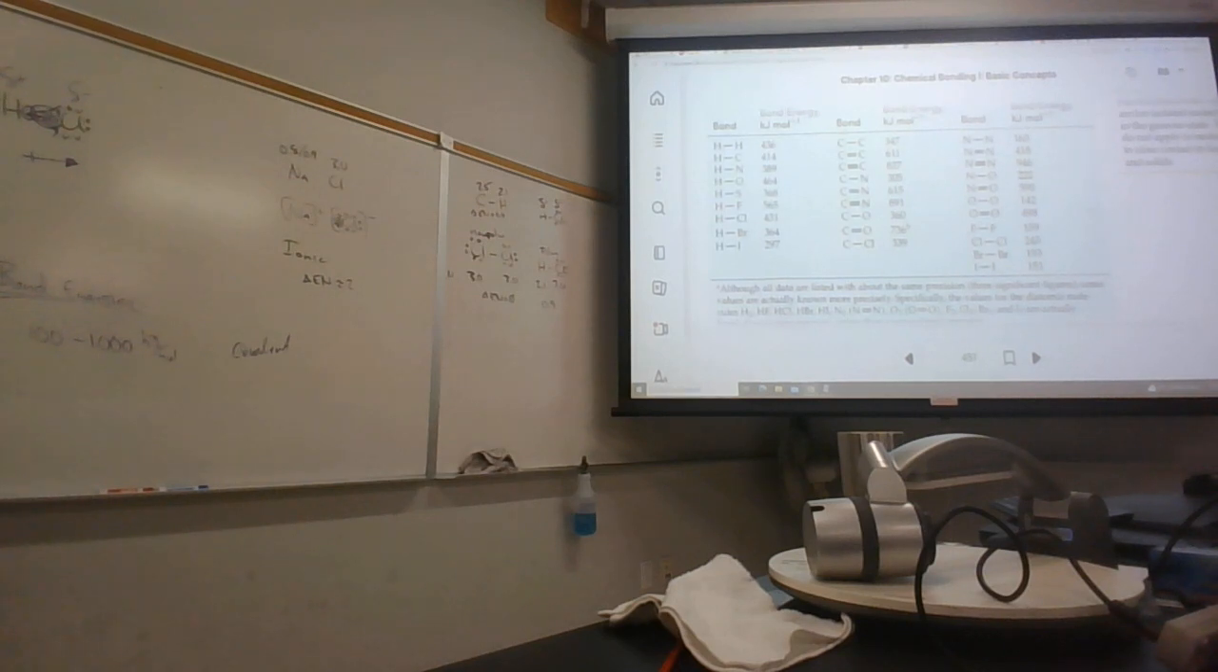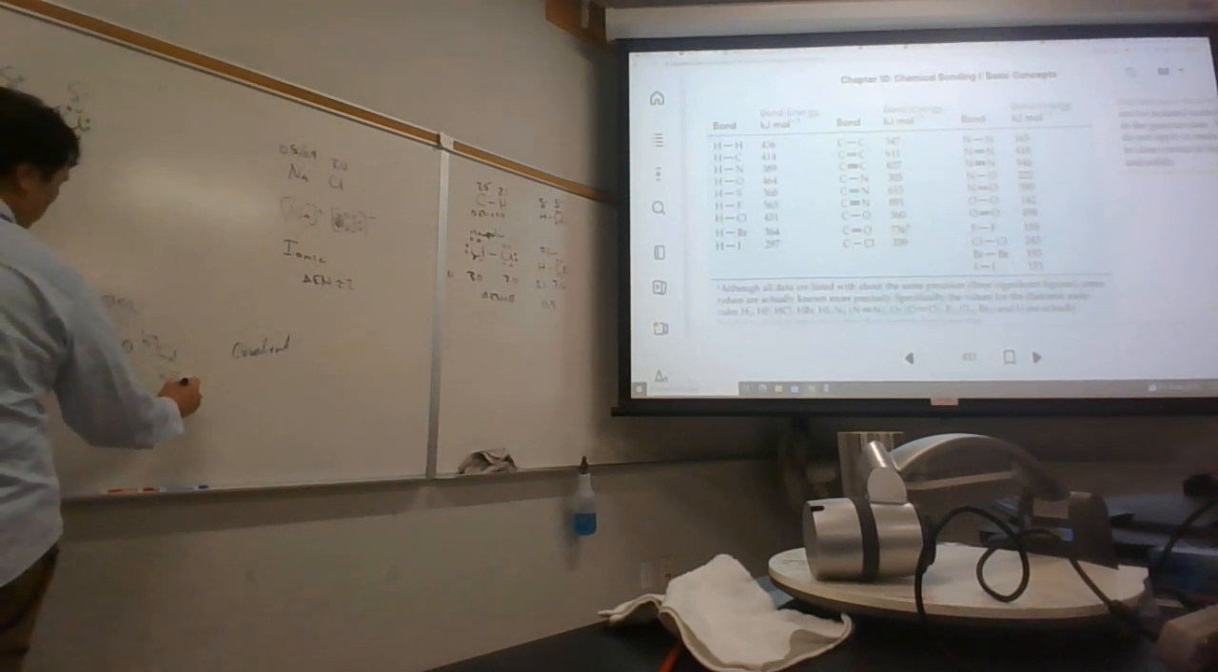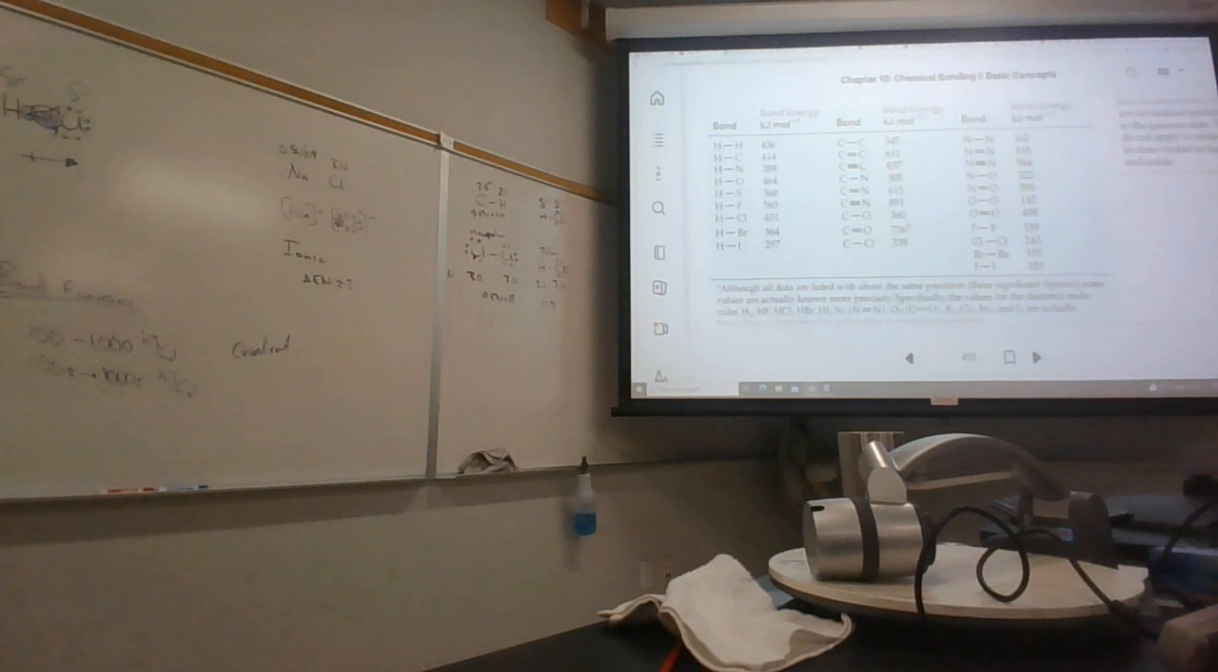What about the ionic bonds? Ionic bonds, we have a lattice here, and it depends on the lattice. Some lattices are easy to melt, but are salts in general easy to melt or difficult to melt? Difficult. That means the bonds must be quite strong. And so for ionic compounds, the energies are hundreds to several thousands of kilojoules per mole. Something like magnesium oxide is over 2,000 kilojoules per mole.